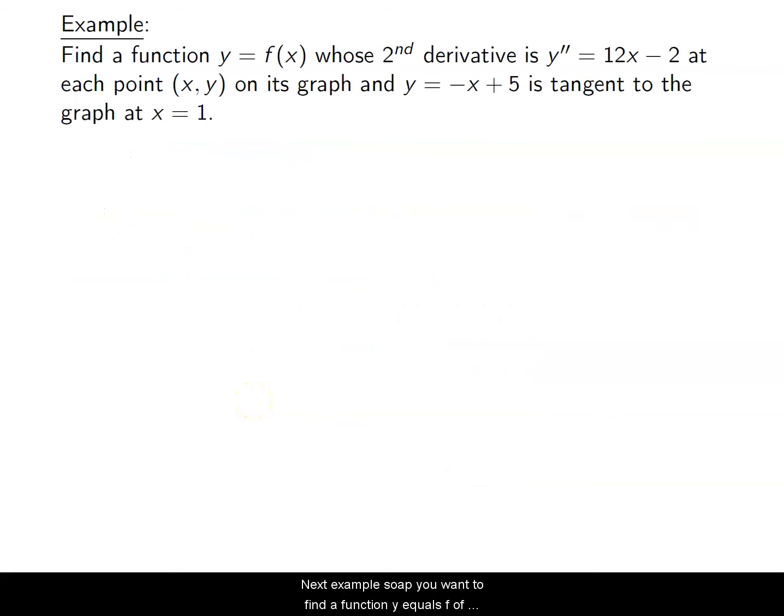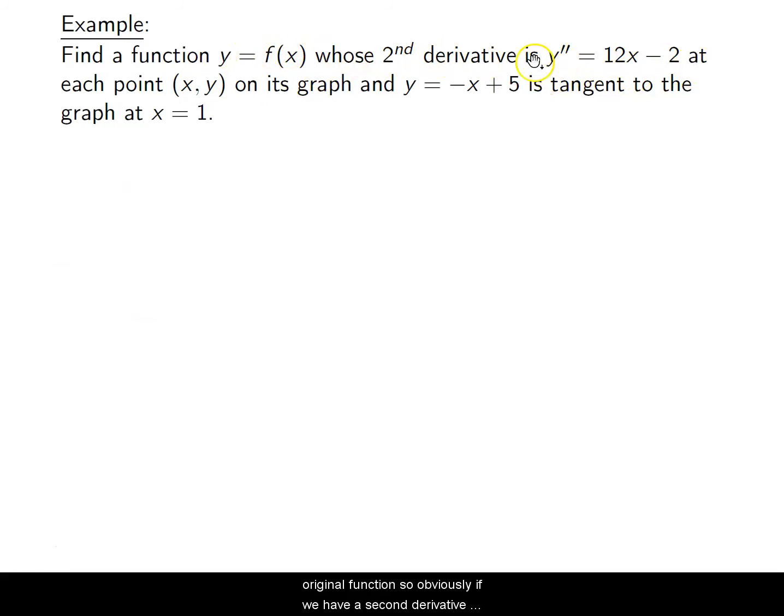Next example. We want to find a function y equals f of x whose second derivative is y double prime equals 12x minus 2 at each point (x, y) on its graph, and y equals -x plus 5 is tangent to the graph at x equals 1. Okay, so these are my conditions. They're giving me a second derivative function. They are giving me a tangent line to the function itself. So we should have enough information to try to find our original function.